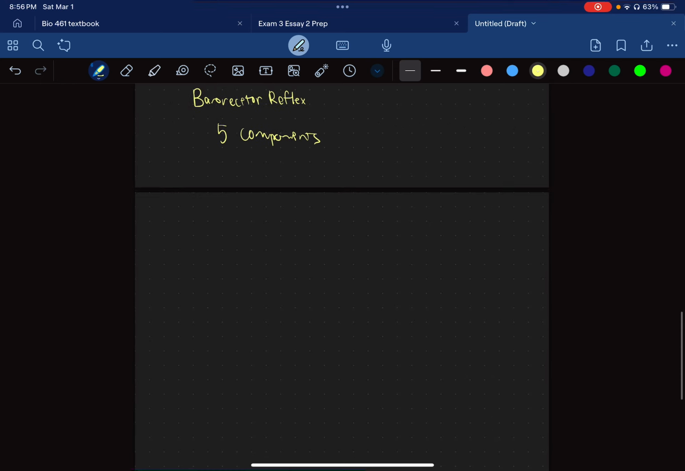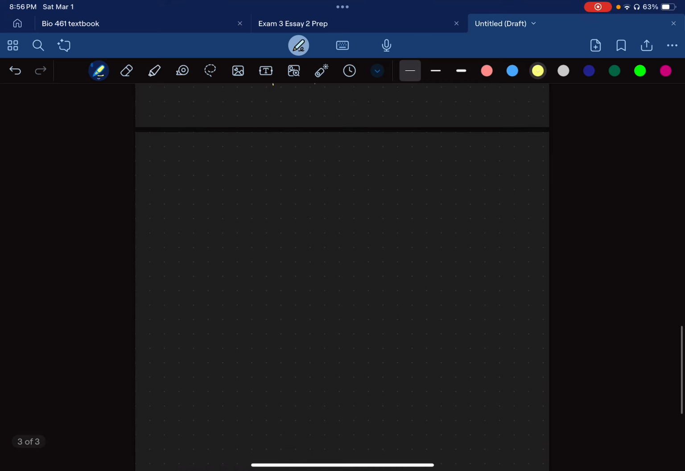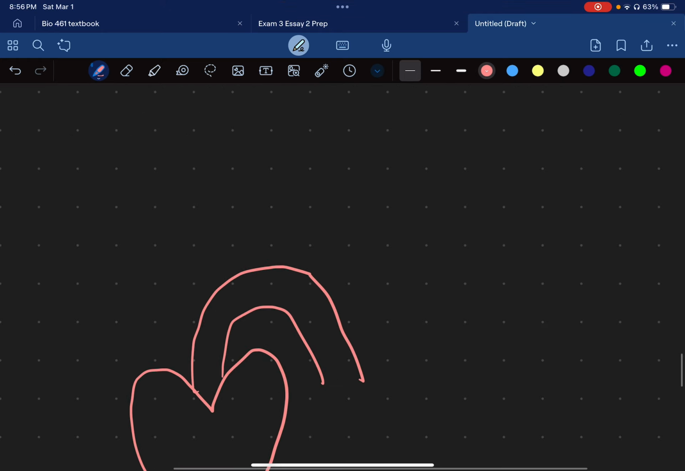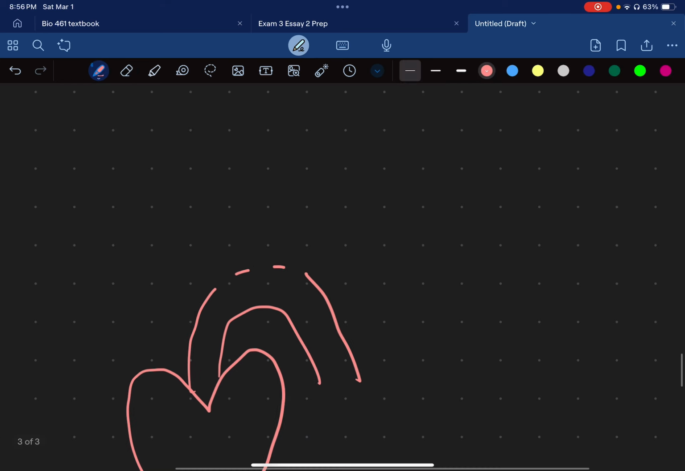So let's kind of draw it out down here. We'll start out with our heart, and then the aorta coming from the heart. We'll zoom in here. We have our 3 branches here, and then an extra branch.